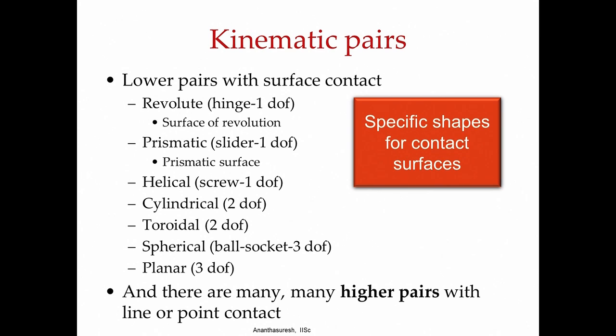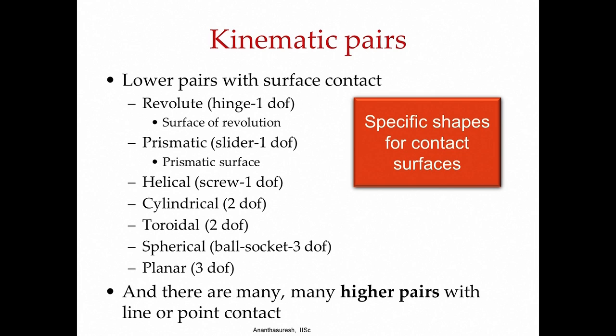The kinematic pair, again, is called a pair because it connects two bodies, and these two bodies should have complementary shapes. If you take a revolute joint, there should be a surface of revolution of any kind. You draw any curve and have a surface of revolution, and you will get this revolute joint. Similarly, if you have a prismatic surface, you have a prismatic joint or a slider joint. Helical surface, you get a helical joint and so forth. Planar surface, you will get 3 degrees of freedom in a plane.